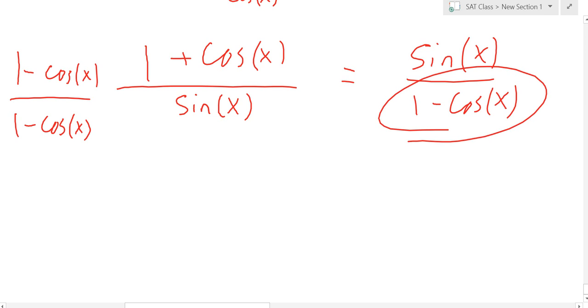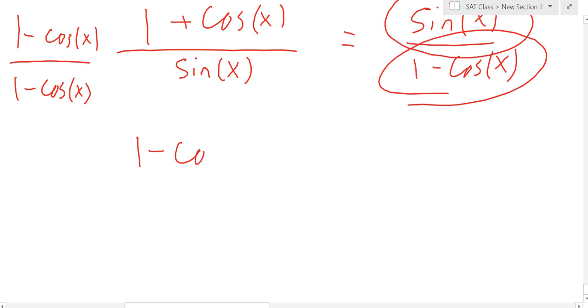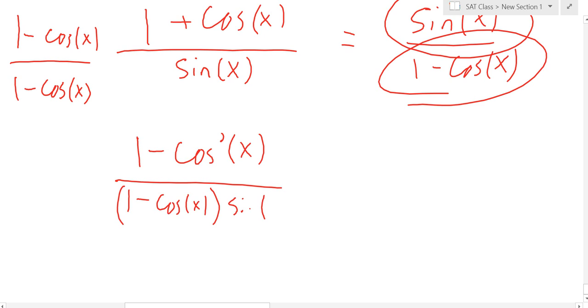It also turns my top into 1 minus cosine squared, which we all know is sine squared, which puts a sine on the top, which is also what we want. So that's why this is maybe a good move if you're thinking a little bit ahead. When you multiply it together, you're going to get 1 minus cosine squared x over 1 minus cosine times sine. Again, don't multiply out that denominator. If it's all factored the way it is, just leave it like that. Don't distribute that sine in there, because we don't want a sine with it. We just want this 1 minus cosine on the bottom.